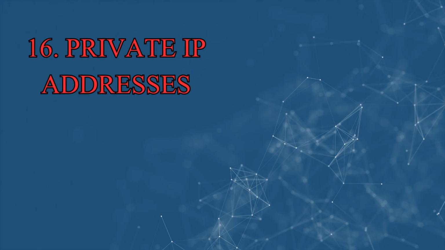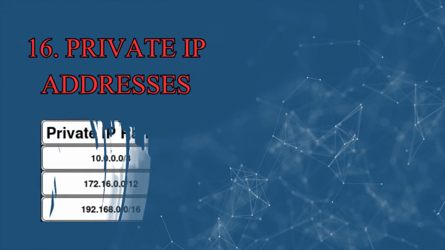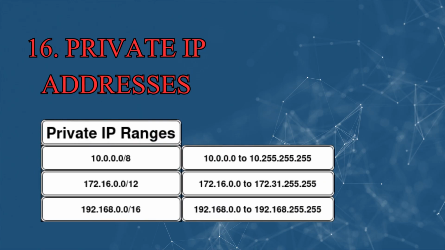Number 16. Private IP addresses. So private IP addresses are addresses in the following ranges. And by the way, it's really important that you remember all of them, but also after some time in networking, you will recognize them immediately. Okay, so the first one, 10.0.0.0/8, so it's 10.0.0.0 to 10.255.255.255, so this whole 10 block.